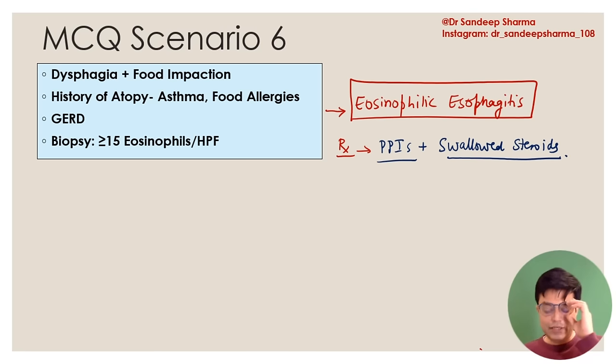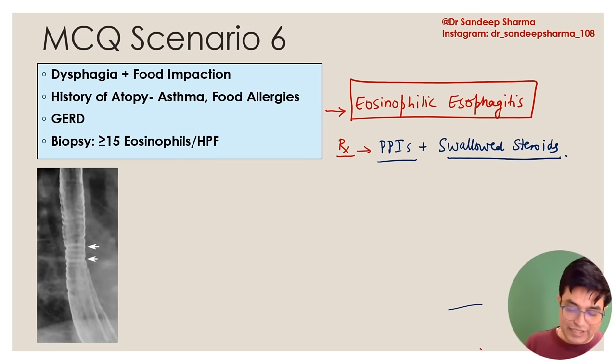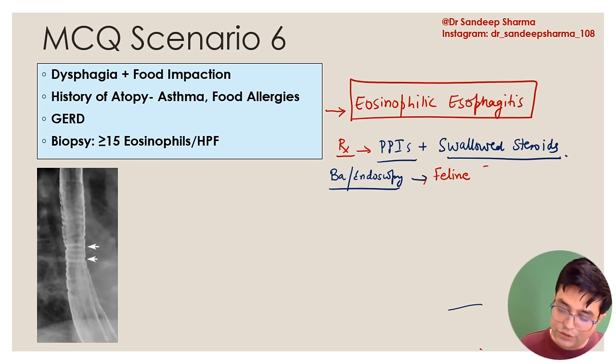Now there is an interesting thing. There is a specific appearance of eosinophilic esophagitis seen on barium swallow. A similar appearance is also seen when you do endoscopy in the patient. That appearance looks something like this. This ring-like appearance is called feline esophagus. When you do barium swallow, as well as when you do endoscopy in the patient with eosinophilic esophagitis, you find an appearance that you call feline esophagus. Feline esophagus is also called esophageal shiver. It is also called trachealization.